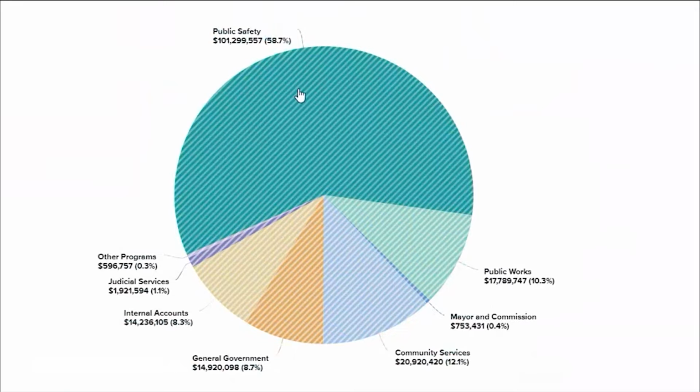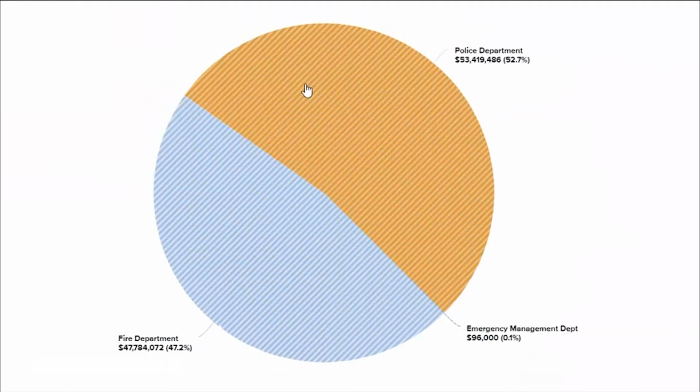For example, when we look at public safety, we see that the police and fire departments make up the vast majority of this functional area for the city. That is opposed to the county side, where public safety is made up of the sheriff. Let's go back and look at more.